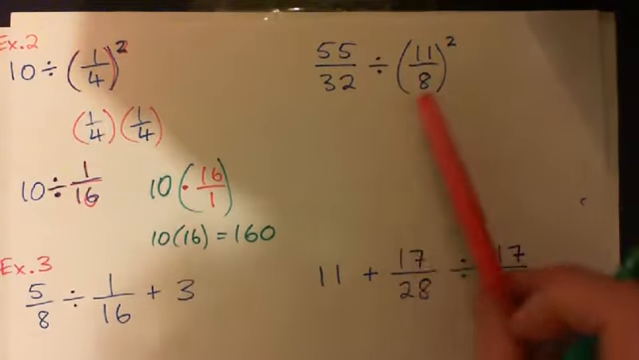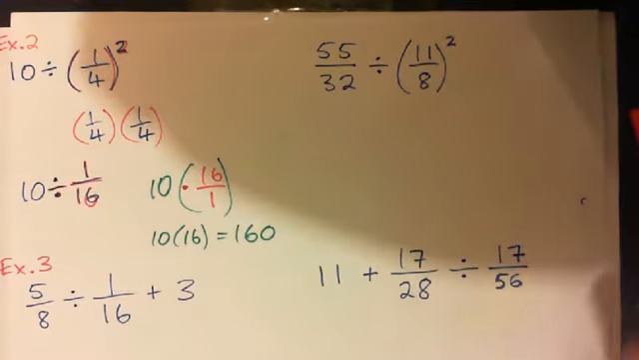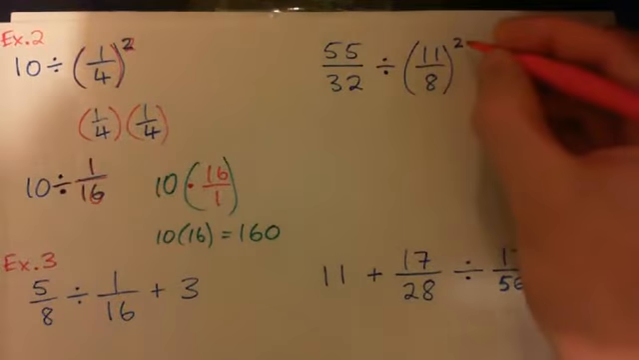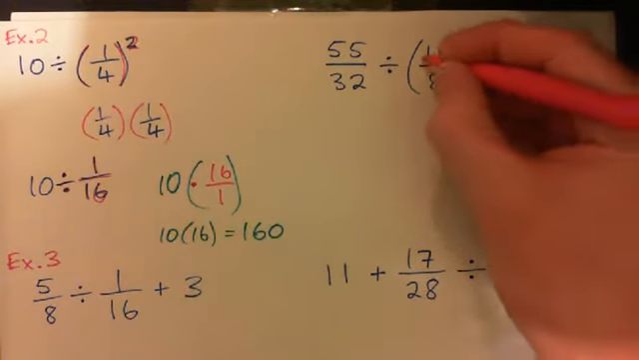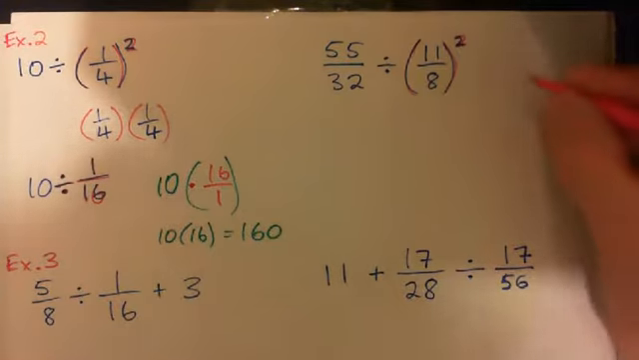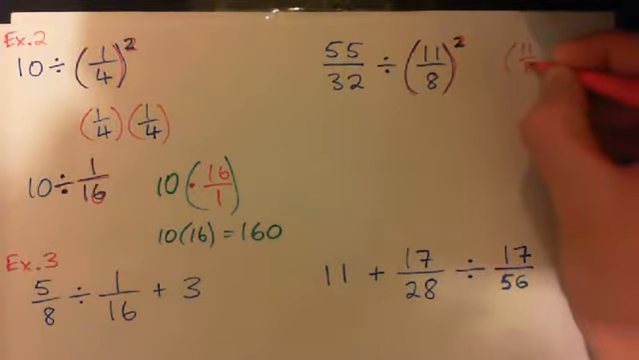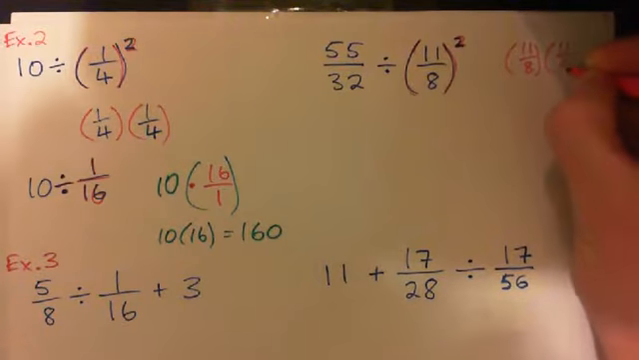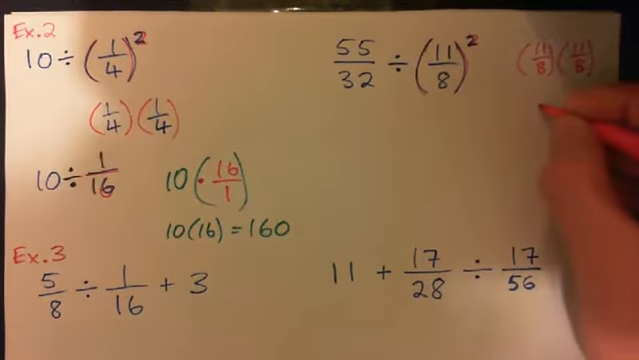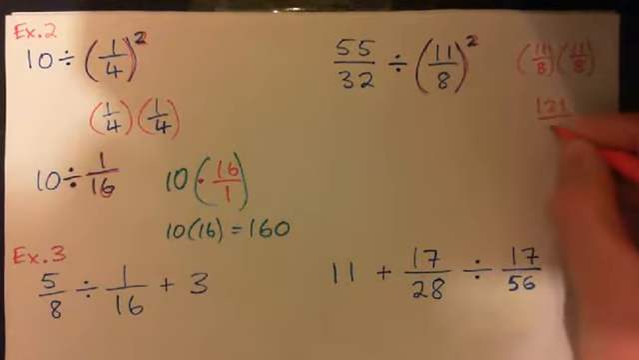So press pause and see if you can figure this guy out. It's 55 over 32 divided by 11/8 squared. And the thing is, you've got to calculate your exponents first because of the other operations, right? So you got to figure that guy out first. 11 over 8 times 11 over 8, what does he make? So he's going to be 121 over 64.